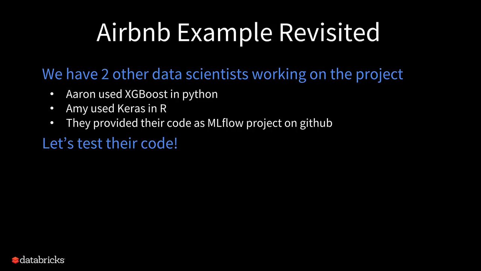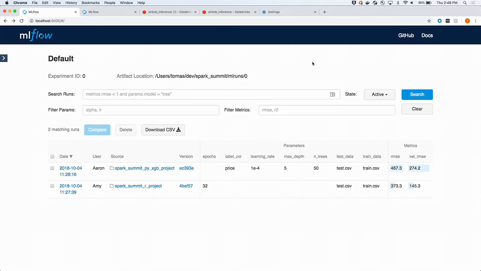So I'm going to follow up on Mani's Airbnb data science quest to predict prices of Airbnb listings. In this hypothetical scenario, we have two data scientists who collaborate on this project. Erin used XGBoost in Python, and Amy used Keras in R. They want to collaborate and get the best result to submit to their boss. They're sharing the same MLflow server, and we can see that they both submitted a run.